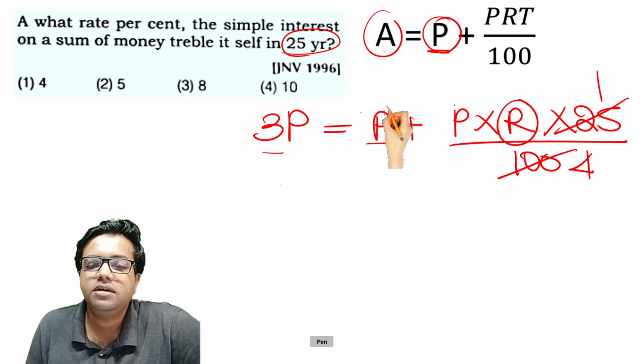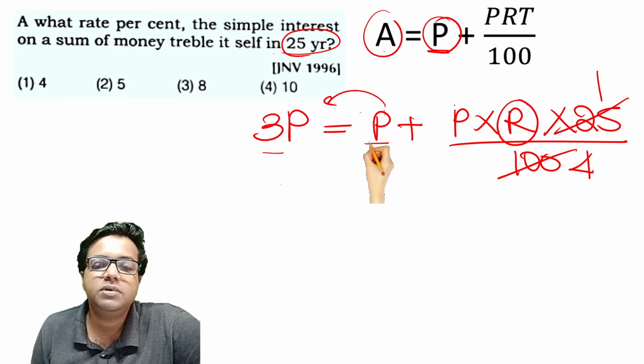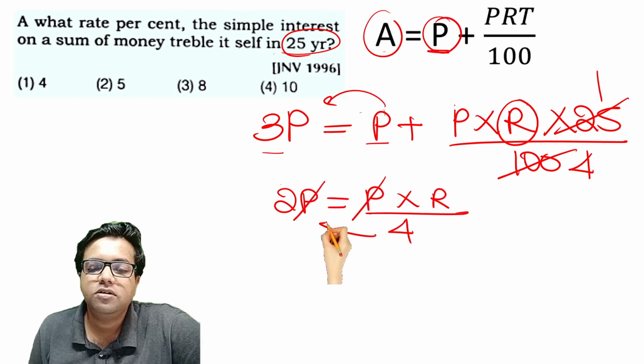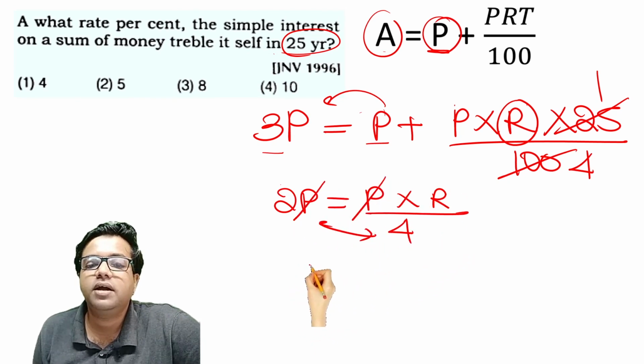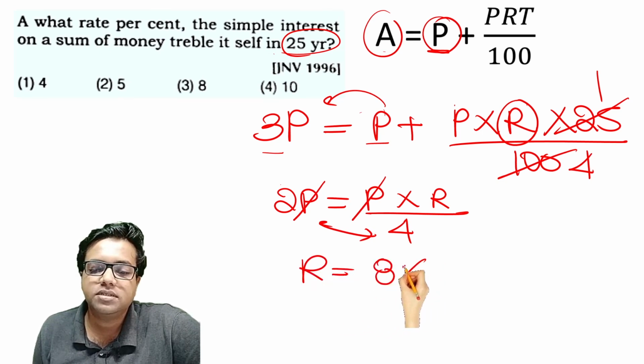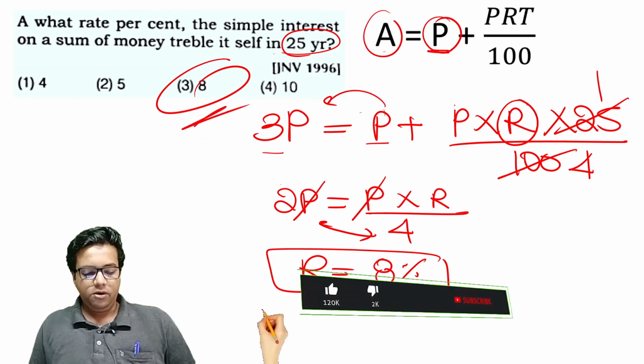So this p will shift to the left hand side. So 3p minus p will give you 2p. 2p will be equal to p into r by 4. So p gets cancelled, and 4 and 2 also get multiplied. So you are left with the interest rate, which should be 8%. 8% per annum. Option 3 is the right answer.